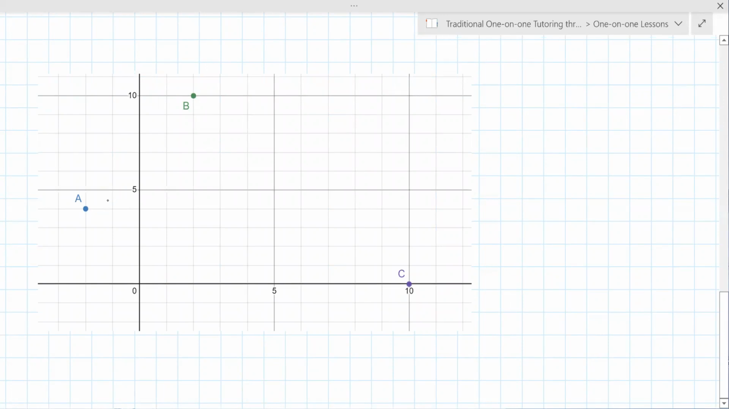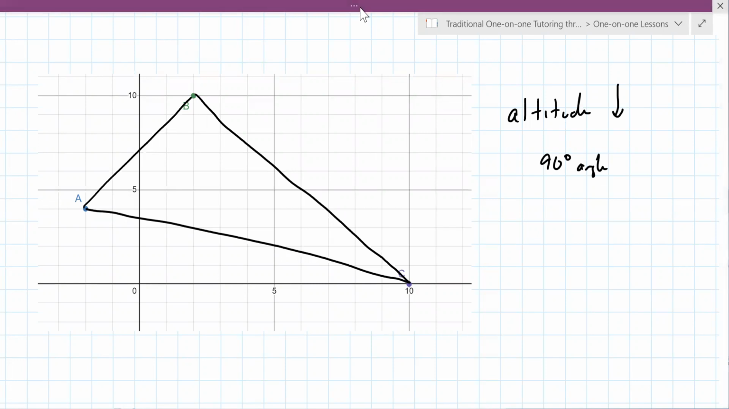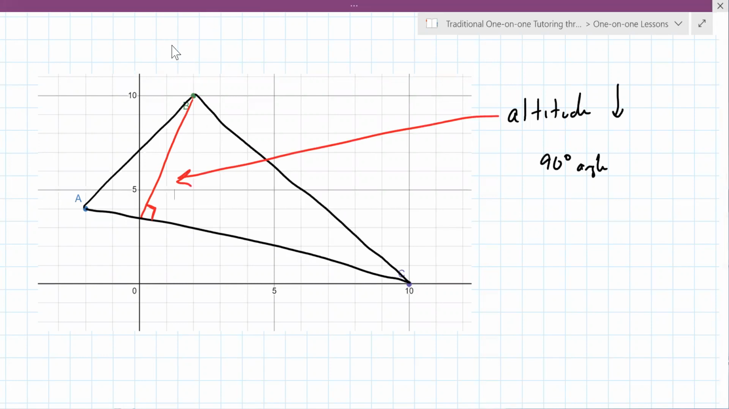So once you make the triangle, you make a line going down from B to split it up evenly. Now, no, it's an altitude. Altitudes are different. Altitudes drop straight down, but they have to meet at a 90-degree angle. Here's roughly the altitude. I don't know if this is exactly right, but that's roughly the altitude. This is totally different.